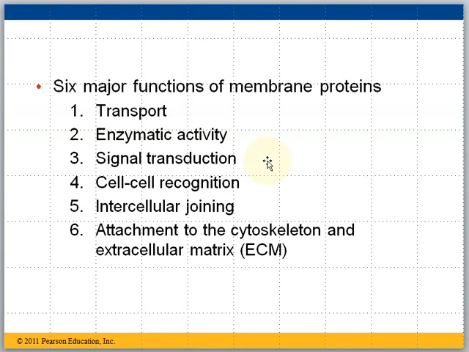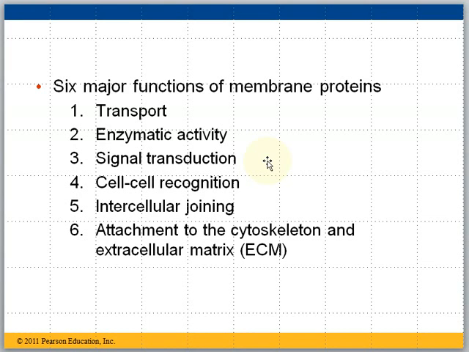So here are the 6 major functions or jobs of these proteins that are stuck into this cell membrane. One of them is transport. We're actually going to talk quite a bit about transport. Then the second one is enzymatic activity. Remember, an enzyme is something that speeds up a chemical reaction or speeds up a chemical process.